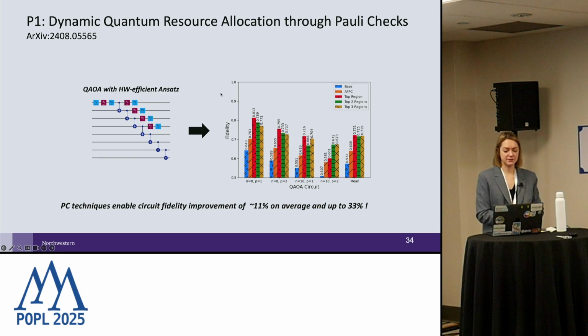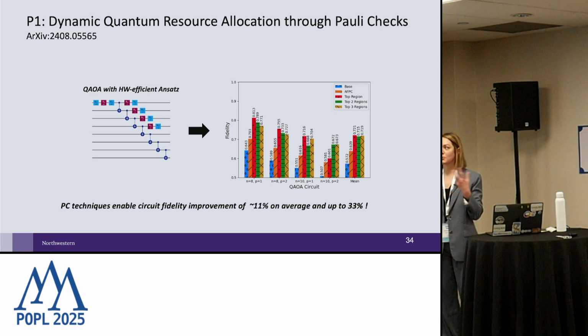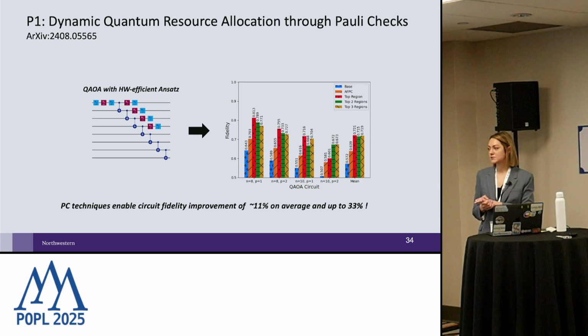We also checked to see what would happen if we injected polychecks into quantum payloads that were more practical and more based in reality. Whenever we applied our polycheck techniques to QAOA circuits, we saw fidelity improvements of around 11% on average and up to 33%. So we were pretty pleased with those results.